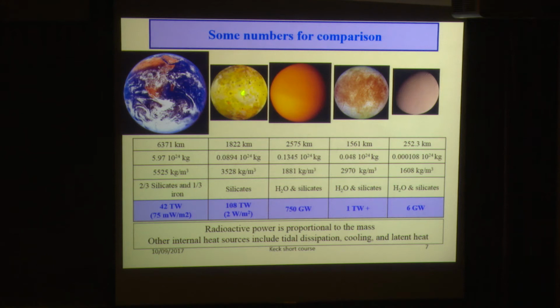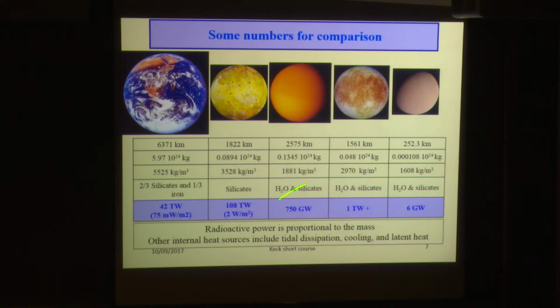I put Io because, as you will see, tidal heating is very important, and the best example we have in the solar system of tidal heating is Io. Just to give you an idea here, the amount of power which is generated by tidal heating on Io is 100 terawatt, which is more than twice what is extracted from the Earth. You have 42 terawatt coming out of the Earth, which gives a heat flux of 75 milliwatt per square meter. On Io, you get 2 watt per square meter just by tidal heating. So the amount of power that you have by tidal heating can be quite large.